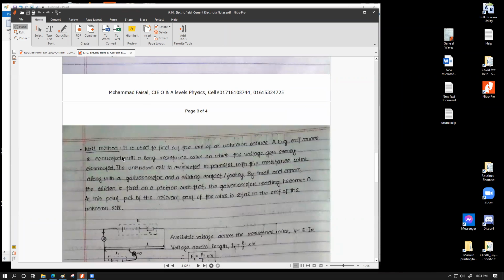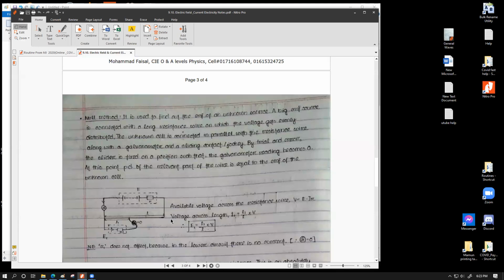There is a thing called null method. Now you might wonder what? It is a method of doing some measurement where we would try and achieve something to become zero. Making something zero will enable us to measure something else. Now for some of you it might look weird, but let me tell you this thing.